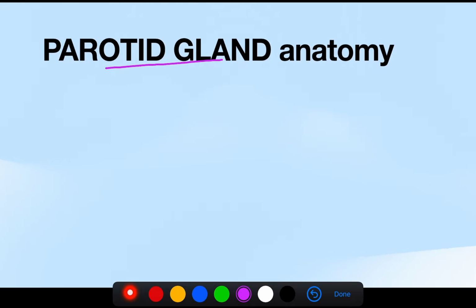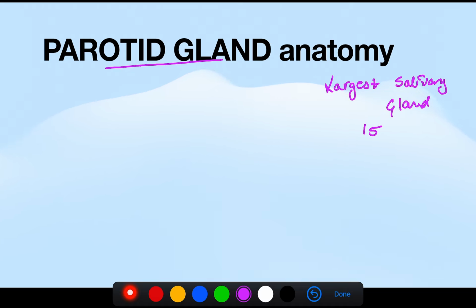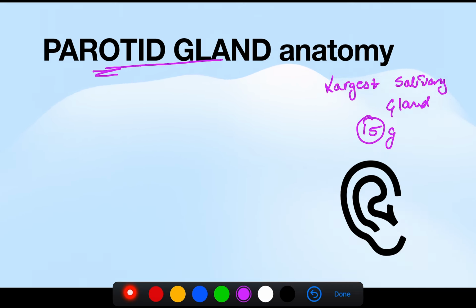Today we'll be learning about the parotid gland anatomy. So basically it is the largest salivary gland with a weight of 15 grams. Alright, the parotid stands for para, that is around, and otid is for ear. So this gland will be present around the ear.